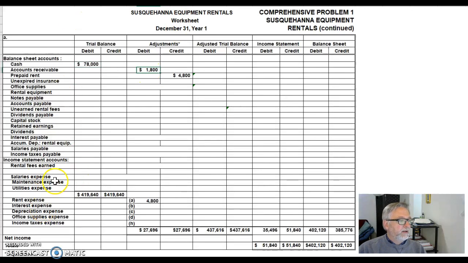And then down here, here's rental fees earned right there. And that's the total, by the way. Oh, there's another one here.